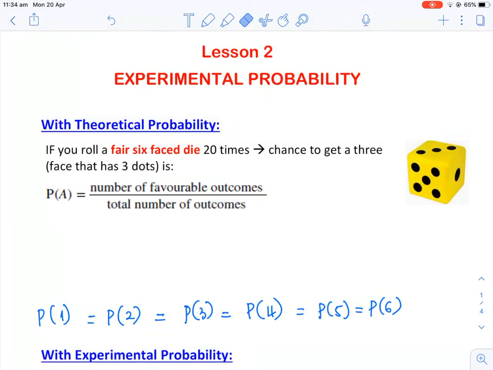Hi guys, today we're going to move on to lesson 2, experimental probability. Before doing experimental probability, I just want to revise a bit on theoretical probability.